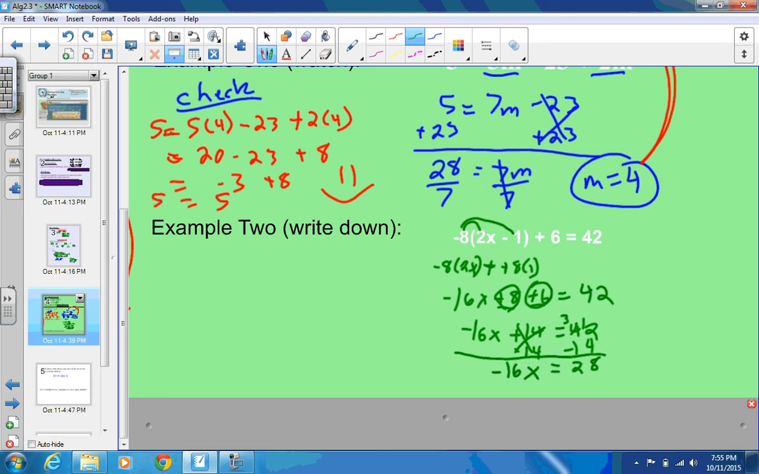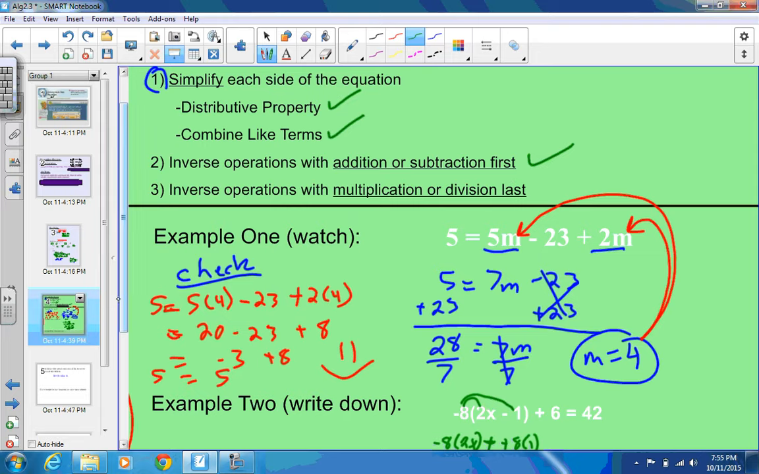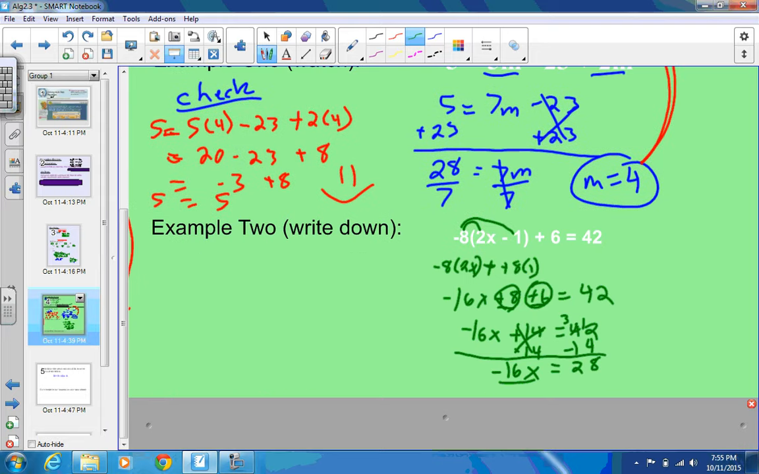I'm just going to take a look and see if I made any mistakes anywhere before I'm done here. I think I did it right. We're going to get a weird answer for this one. So last step is to divide. Since we're done with this one, we can then do our multiplication or division last. We'll divide both sides by negative 16, since that's in front of the x. And then x would be equal to 28 divided by 16.